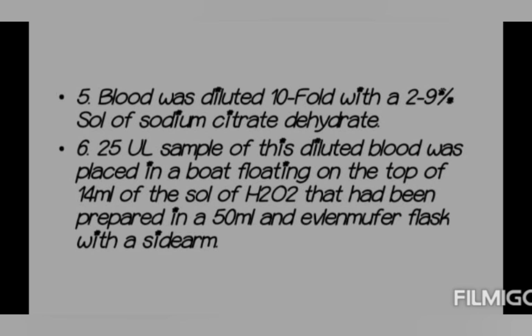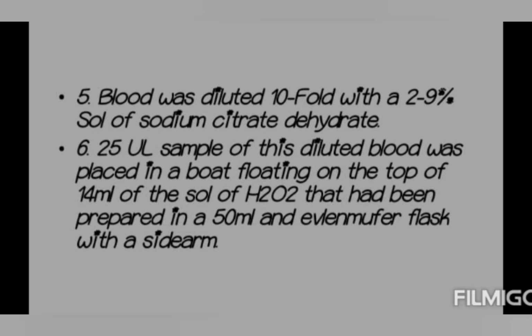Then 25 microliter sample of this diluted blood, we have to place it in a boat floating on the top of 14 ml of the solution of hydrogen peroxide that had been prepared in a 50 ml Erlenmeyer flask with a side arm.